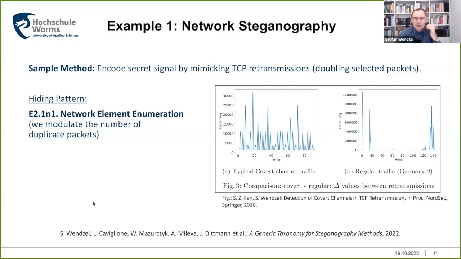Now, I will give you examples for different domains, just to exemplify how this taxonomy can be applied to network steganography, but also to very different domains. So the first example is for network steganography, and it would be network element enumeration. In that case, we would encode the secret signal by mimicking TCP retransmissions. And because we send multiple instances of the same segment to simulate a retransmission, it would be a network element enumeration because of these duplicates.